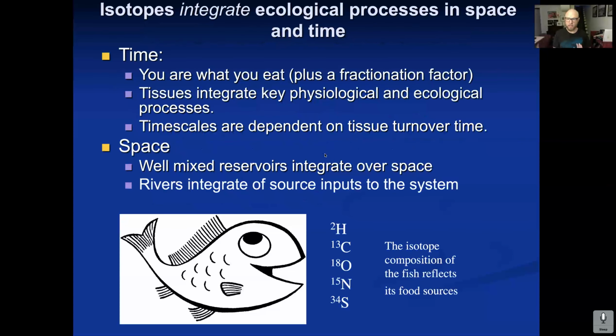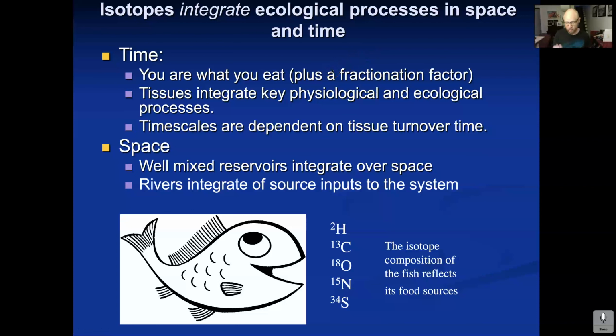Okay, I talked about isotopes integrating ecological processes in space and time, and I just want to give you a couple of examples. One way that isotopes are used a lot in ecology is looking at trophic levels. There's a saying in isotopes that you are what you eat plus a fractionation factor. We talked about fractionation being the change in the isotope ratio.